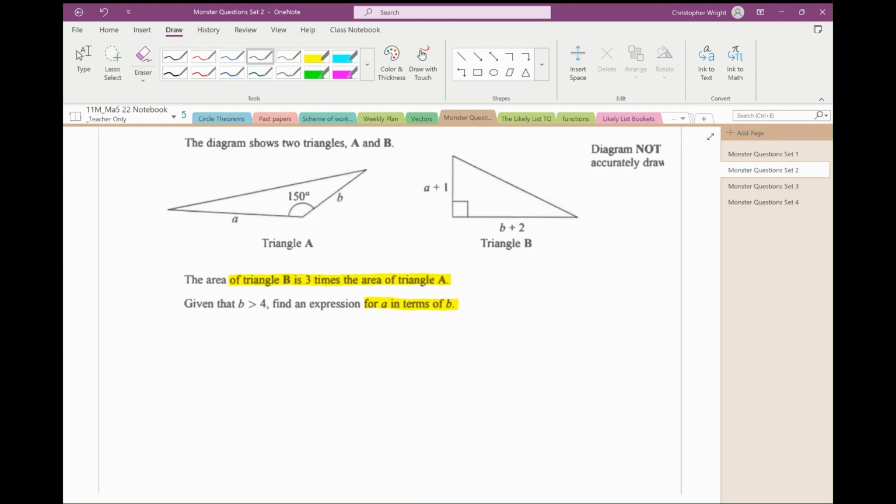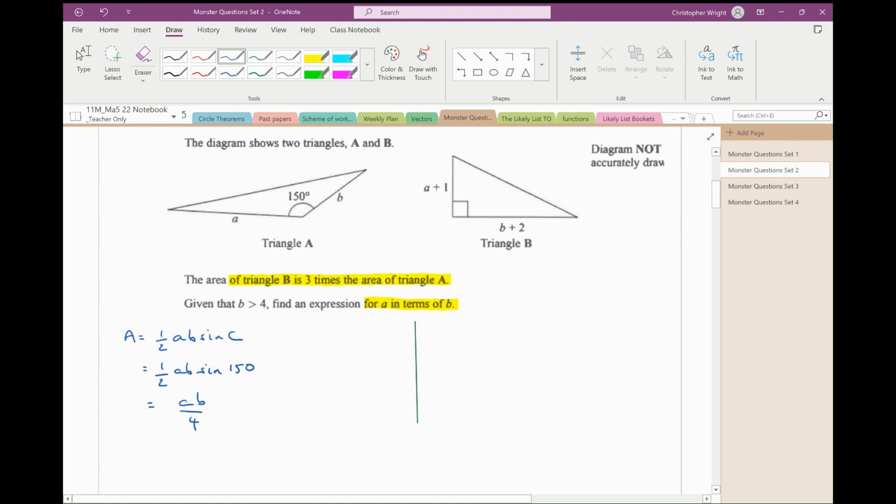Right, let's have a look at this left-hand triangle. I think I'm going to need to find an expression for its area. Now, that's not a right-angle triangle, but I know that the area of the triangle is a half ab sine C. So that's going to be a half AB sine 150. Well, sine 150 is a half, so I simply have AB over 4 here.